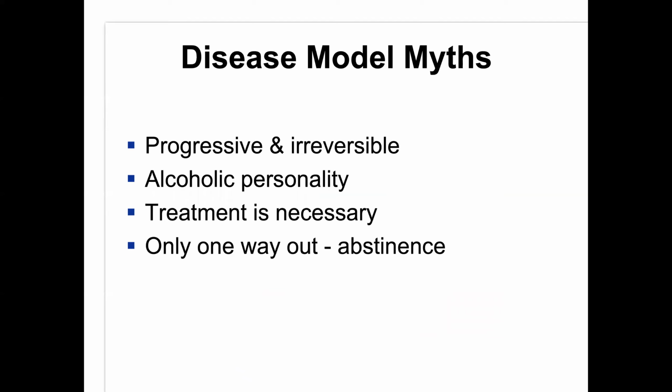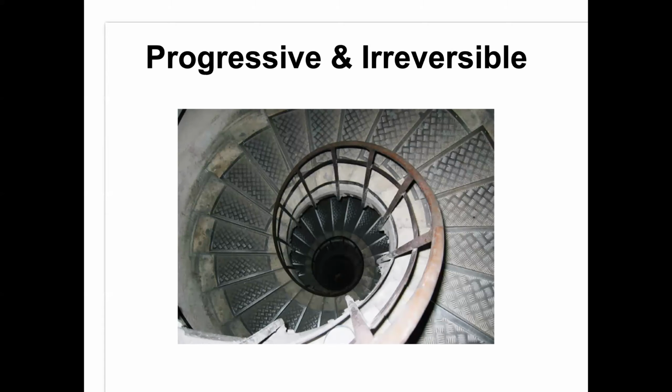Let's review the basic assumptions of the American dispositional disease model and discuss their evidence. Progressive and irreversible personality characteristics, treatment is necessary, leading to abstinence. Progressive and irreversible.